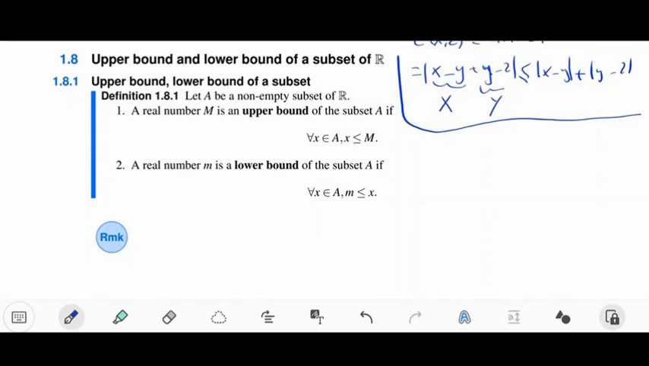Hi, in this video we talk about the upper bounds and lower bounds of a subset of R. In fact, we already saw how in R we can define an order relation that will allow us to put all the elements of R, all the real numbers, on the axis.